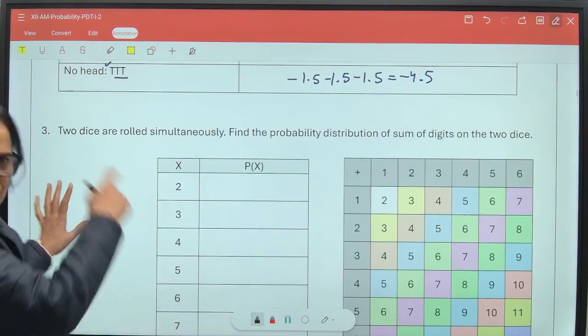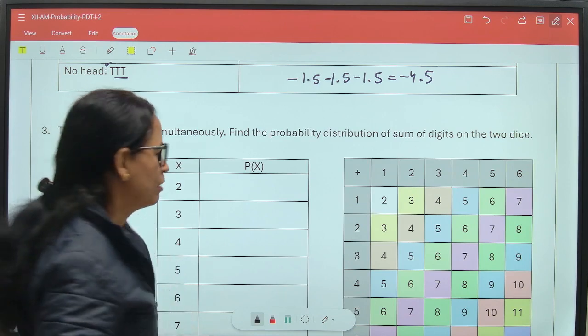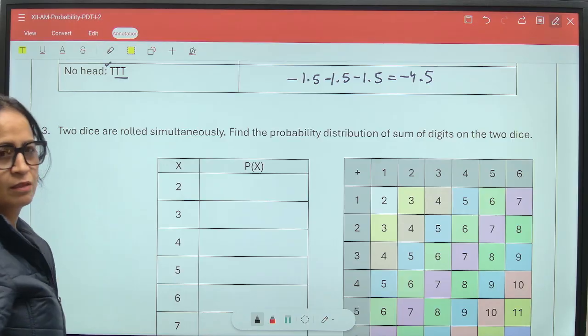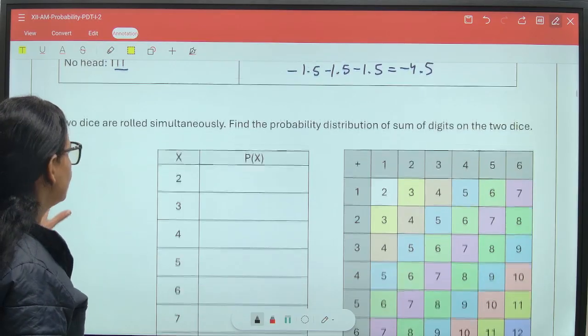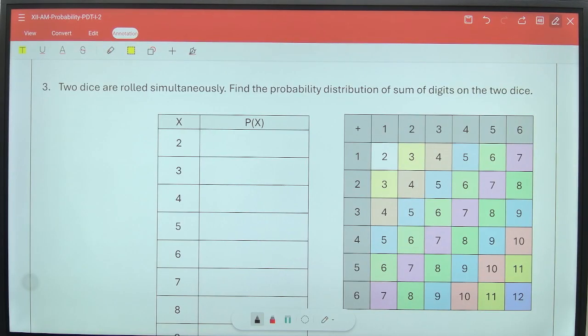You may not get such questions in your paper, but it is very important to understand the basic concept, because you might get an MCQ based on any of these concepts, so you should understand the basics first. Next question, 2 dice are rolled simultaneously.